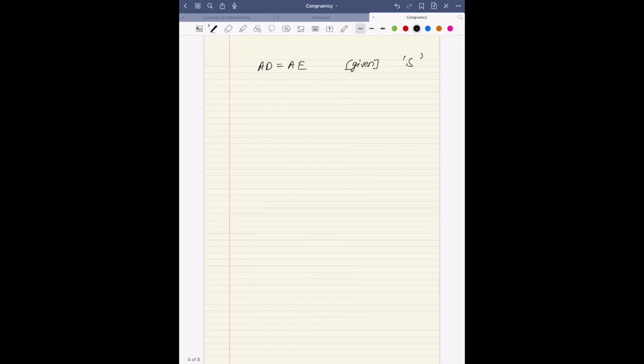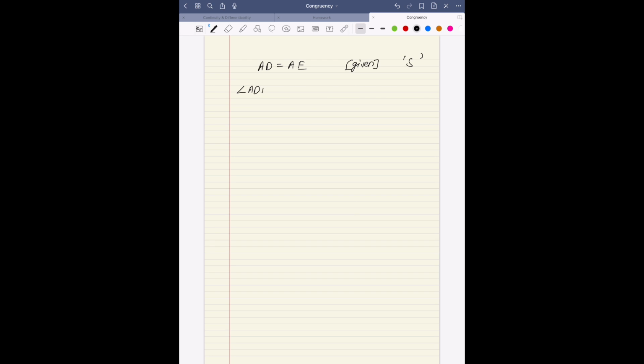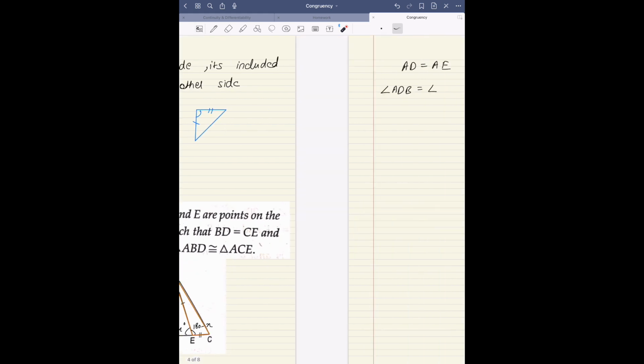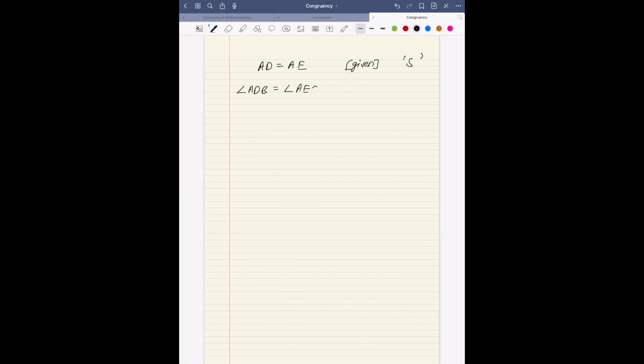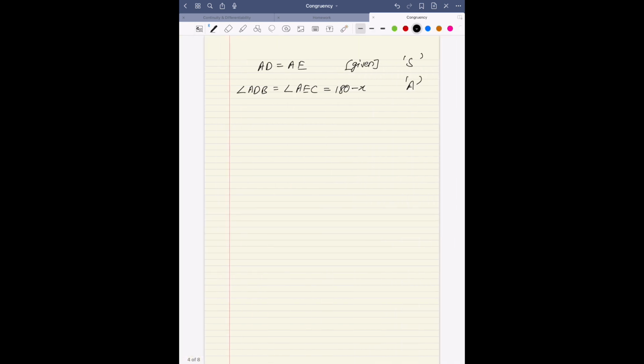Hence, you can show that angle ADB is equal to angle AEC, which is your included angle. You can write it as 180 minus x for your reference. There is no reason for it; you have proved it by assuming. This is your A, and then the last side: AD and AE are also equal. This angle was equal, and the last side, BD and EC, are already given. So BD is equal to EC. This is also given.